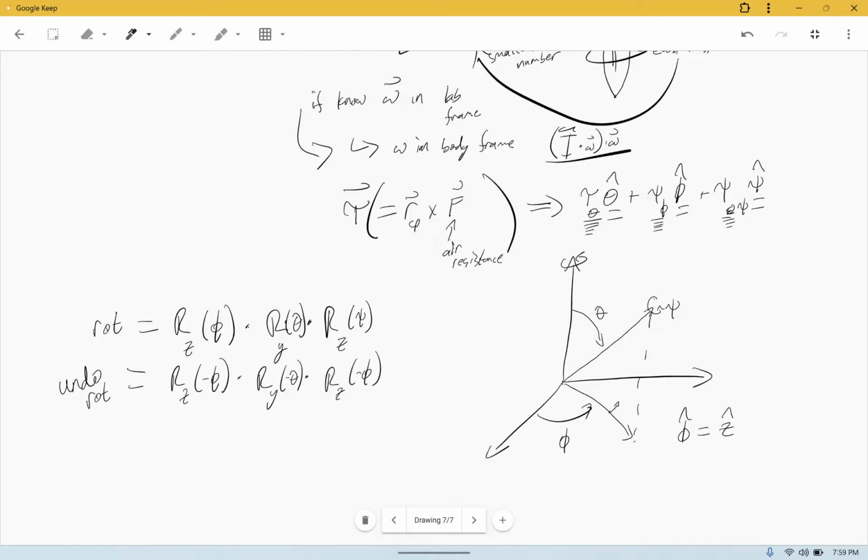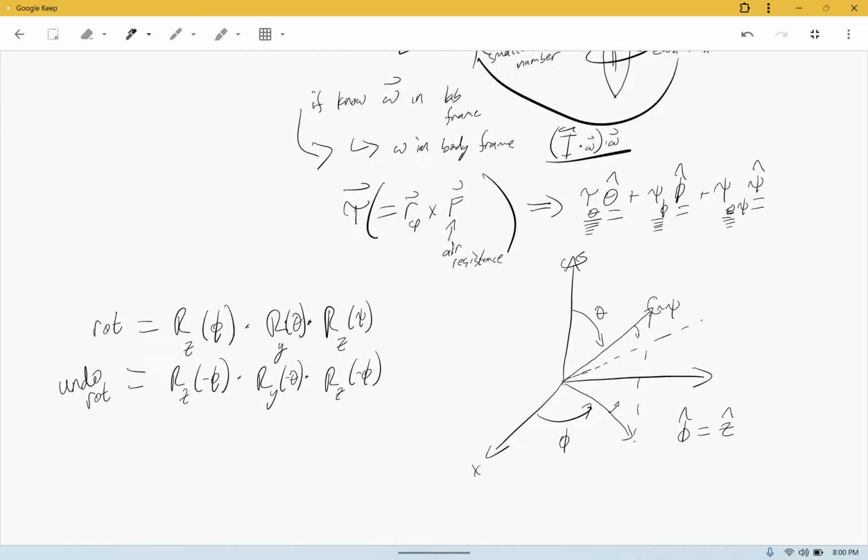Oh, that's easy. Theta. Well, what the heck is that? If I were to do a slight twist of theta, make theta be a little bit bigger, it's going to take my guy and go down here just a little bit. Well, that's rotating about what? Well, it's rotating about the new y-axis.